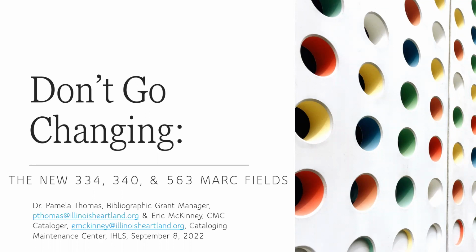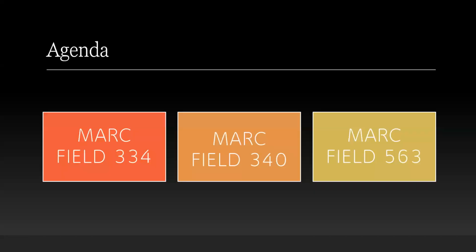Thanks, Katie. Welcome, everybody. As Katie mentioned, Eric and I will be talking about the relatively new 340 and 563 fields, as well as the new way that 334 field can be used in your bibliographic records. All three fields are optional, and we will take questions at the end of the presentation. So examples of the 334, which is mode of issuance, the 340, physical medium, and 563, binding information, MARC fields, will be discussed and shared.